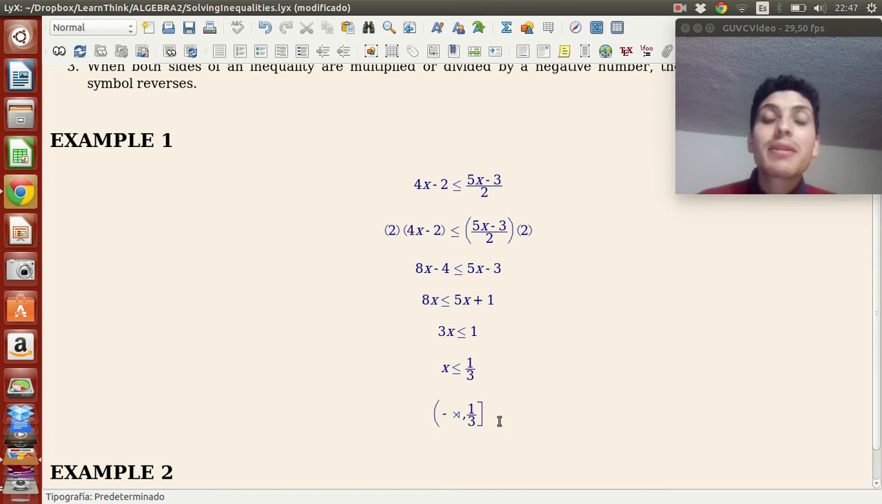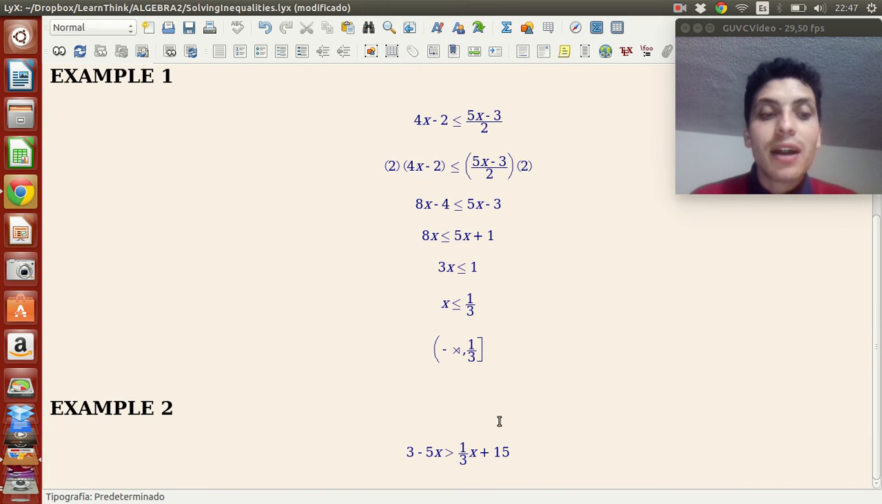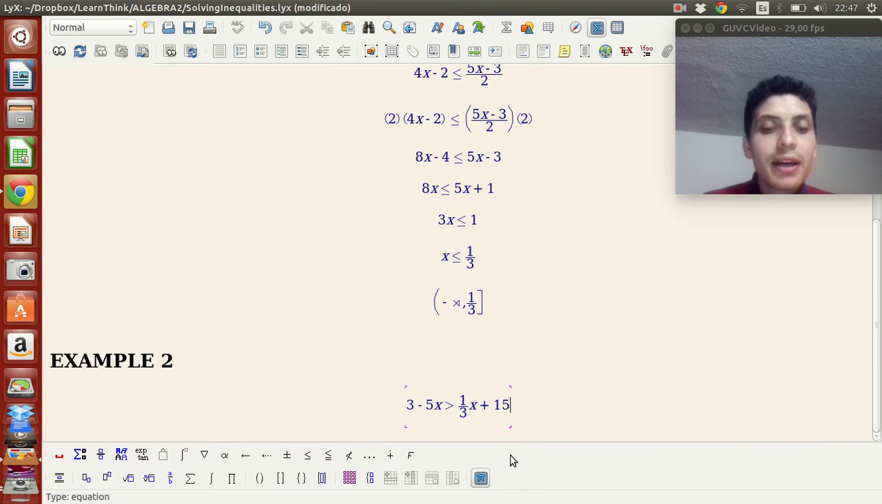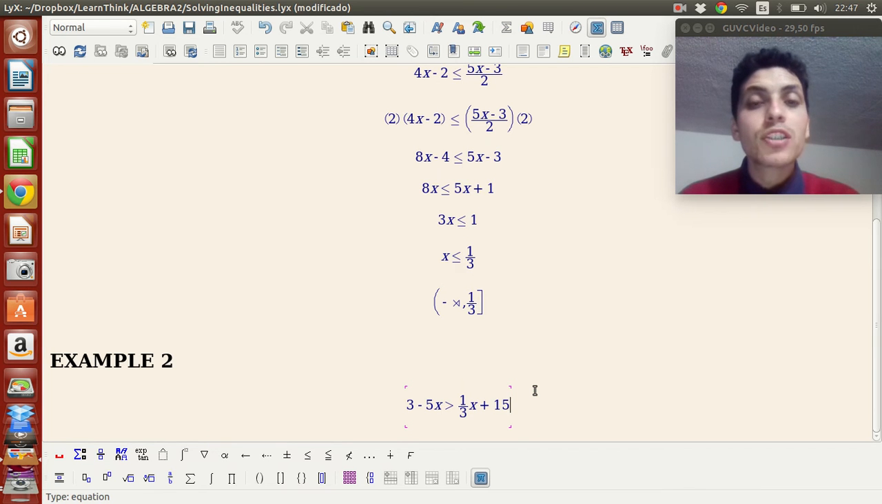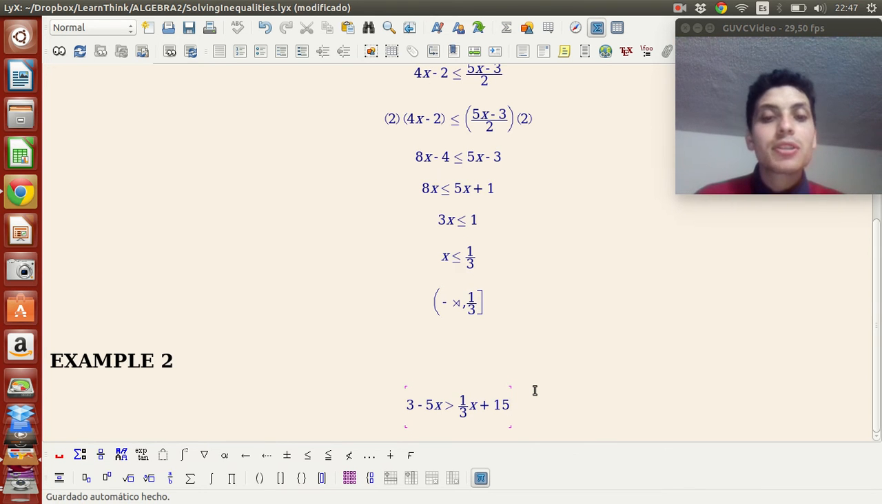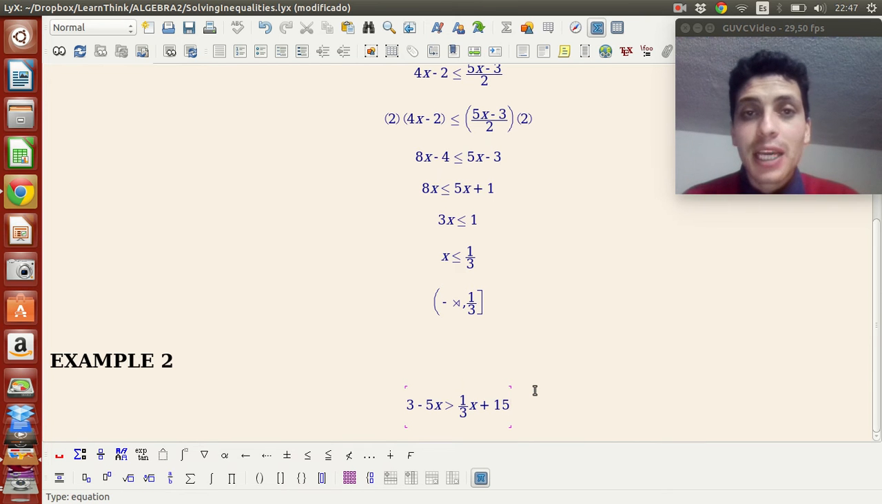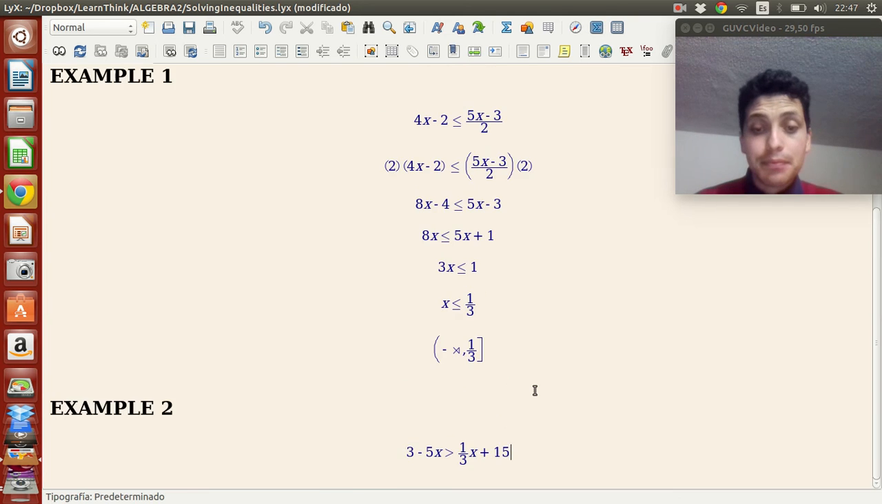And the other way is by representing the set using a number line. I'm not going to do it here, but it's better that you try it. Try to do the graph. And this is how you solve an inequality. Let's see another example. If you want to try it, pause this video for 2 minutes, do example number 2, and then check the video again. Right now I'm going to show you how I do it.